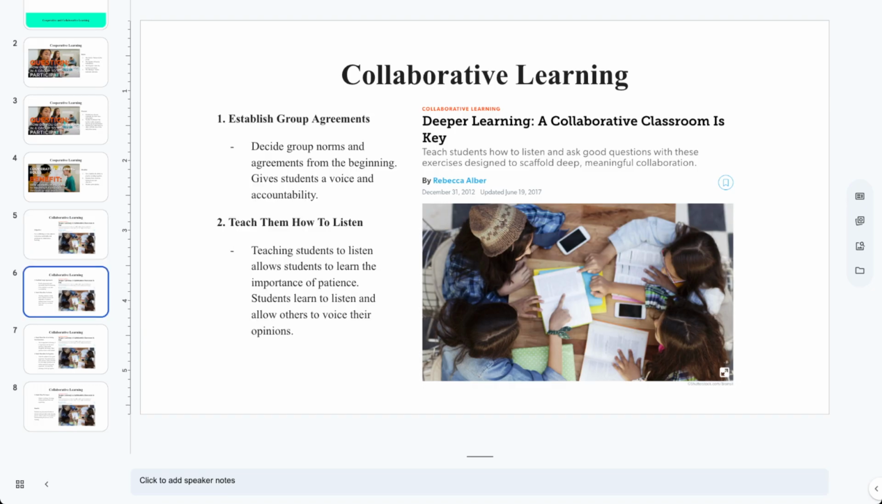So with this article, there was 5 main points that this specific author wanted to point out for scaffolding collaborative learning. The first one is establishing group agreements. And so for this one, right from the get-go, the author is specifically saying that it's important for groups to develop their norms and agreements.